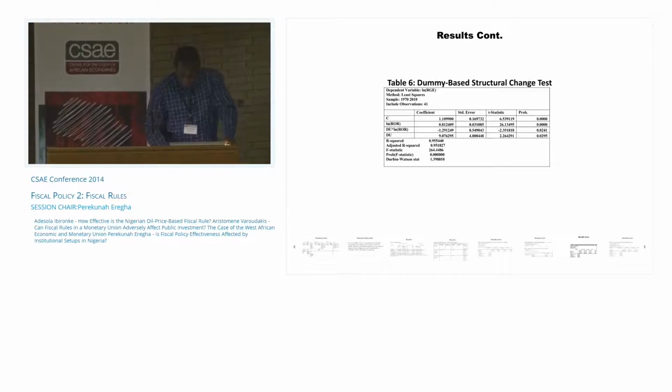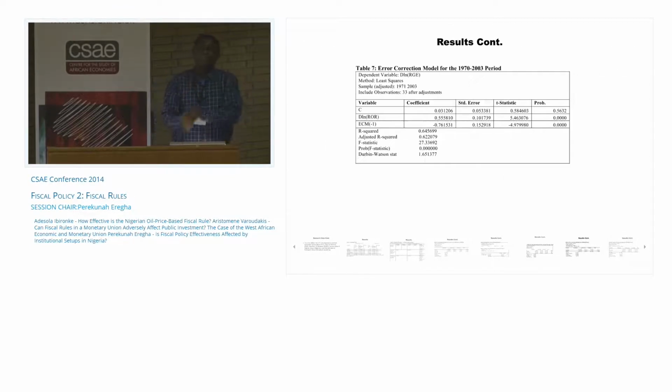Then I have explored the error correction mechanism between the oil revenue and government expenditure before and after the rule. So I have two samples, 1970 to 2003 and 1970 to 2010. From the results, it is clear that the oil price-based fiscal rule has been effective in limiting the relationship or the link between government expenditure and oil revenue.